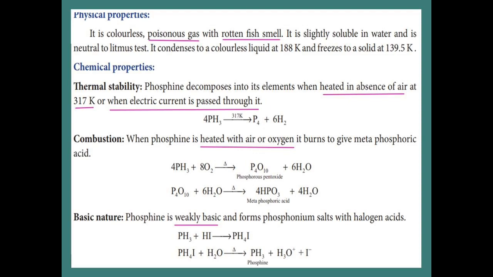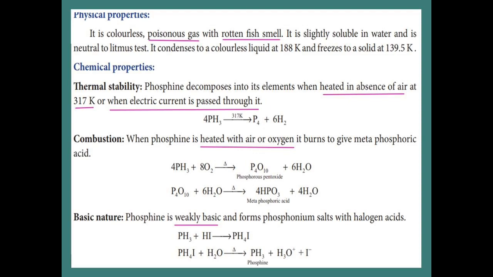The second reaction is the combustion reaction. Here, the phosphine is heated in the presence of air. It first of all gives phosphorus pentoxide along with water. Then the phosphorus pentoxide and water, heated once again, give metaphosphoric acid and 4 moles of water.